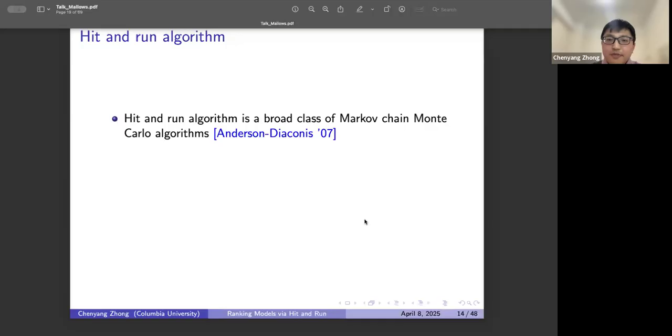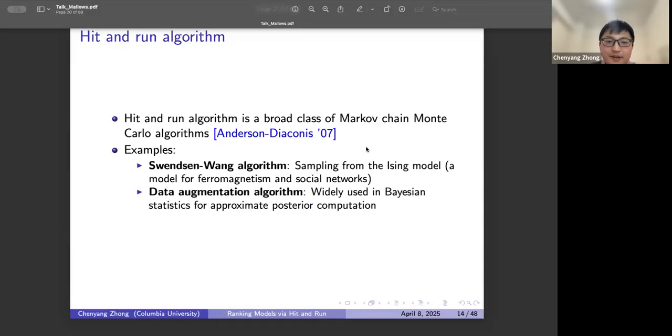So the hit and run algorithm itself is a pretty broad class of Markov chain Monte Carlo algorithms, and here is a comprehensive survey. Important examples of the hit and run algorithm include the Swendsen-Wang algorithm, which is an algorithm for sampling from both the Ising and Potts models, which are models for ferromagnetism and have also been used in social network modeling.